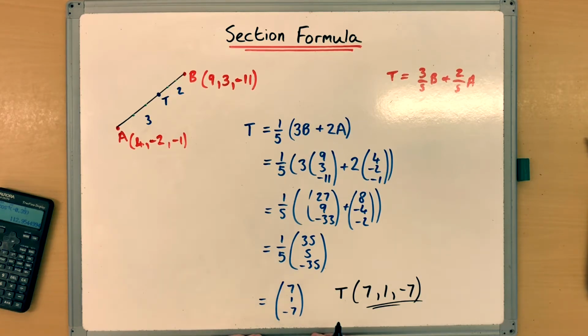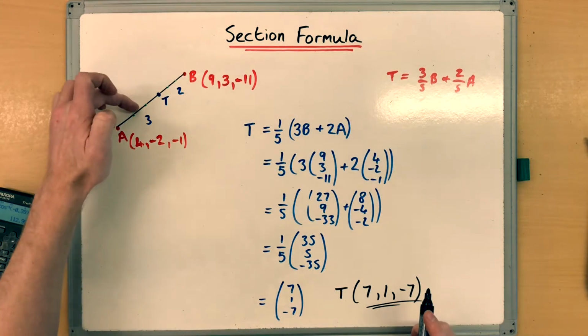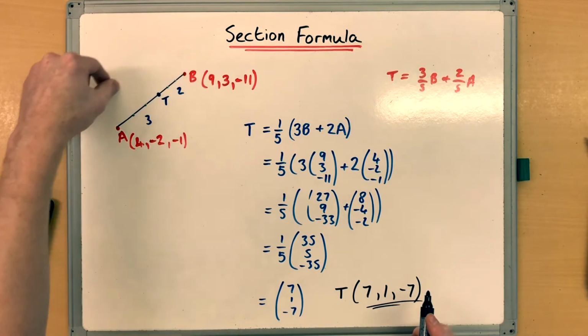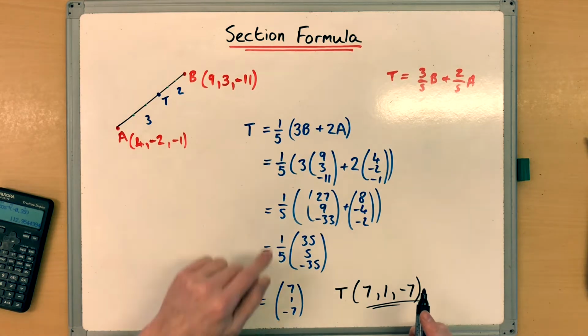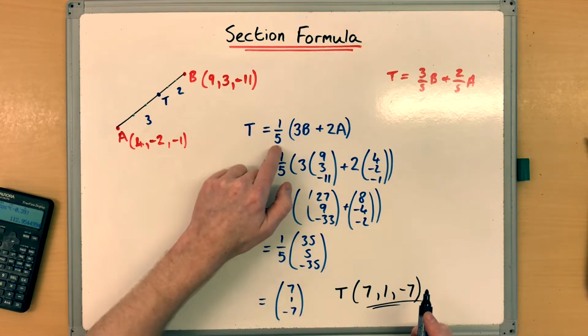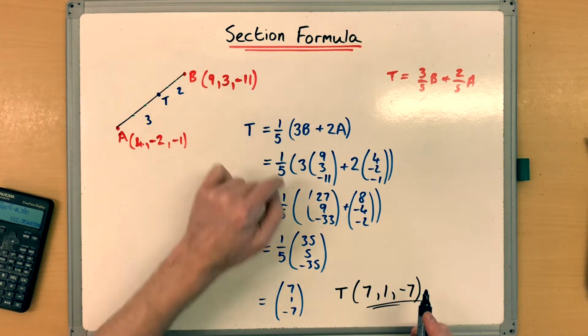The most important thing there is to remember to cross, the 3 comes and joins B, the 2 comes and joins the A, and also to remember to divide by 5, which is just 3 and 2 put together.